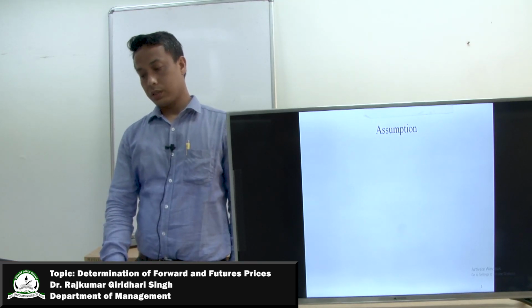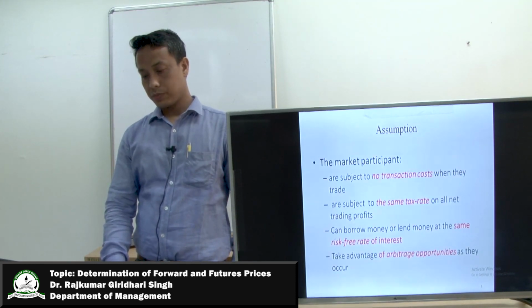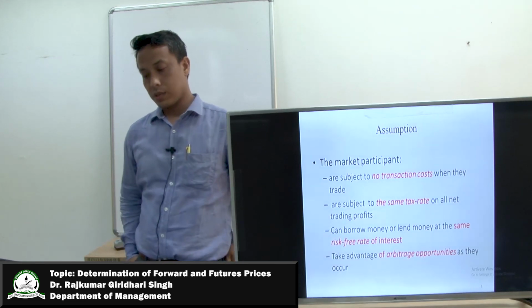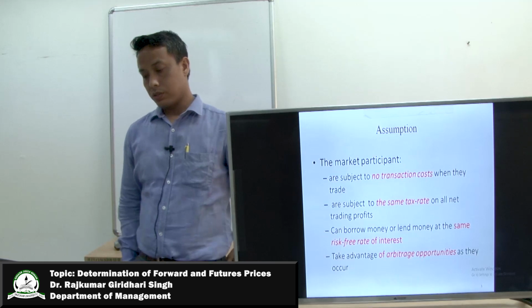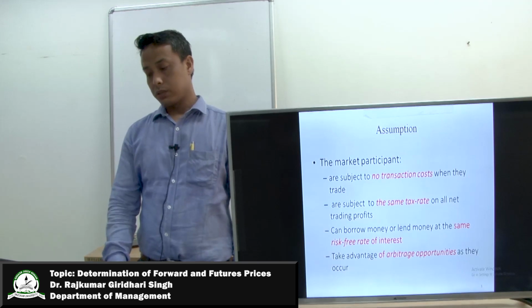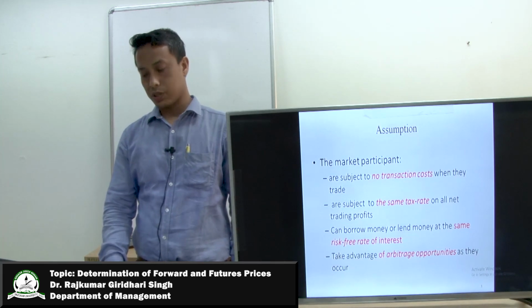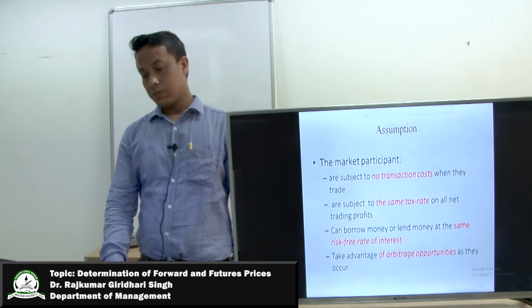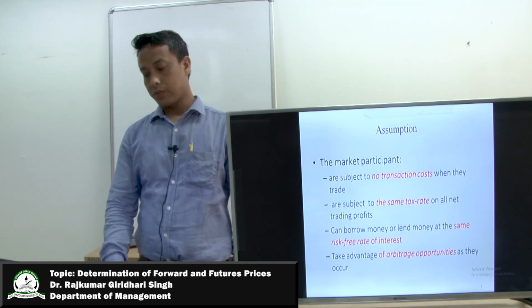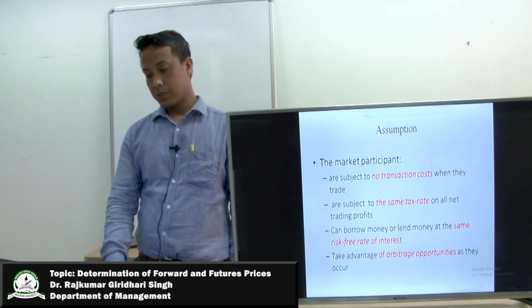Now, when we determine these futures prices and forward prices, there are certain assumptions that we have to note. The first assumption is that traders are subject to no transaction costs. This is not a very reasonable assumption, but to derive the prices we have to make it, even though all transactions have some cost associated with them. The next assumption is that all traders have the same tax rate, which is also not a very reasonable assumption, but to arrive at the futures prices we have to make it.